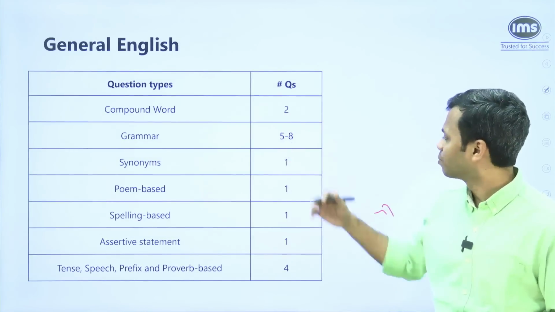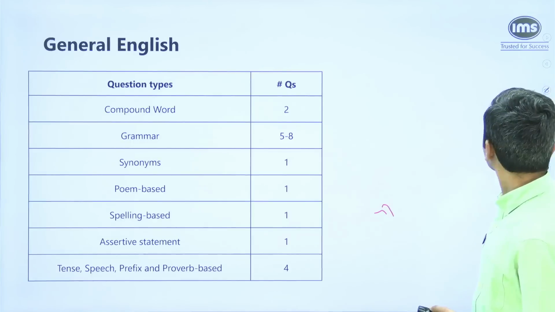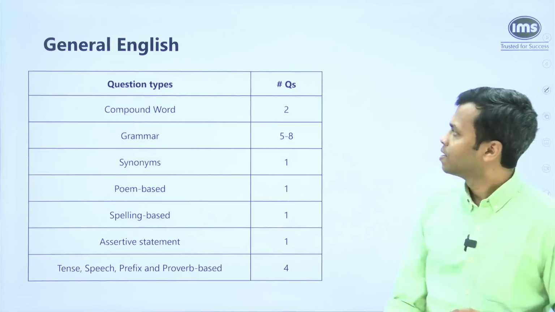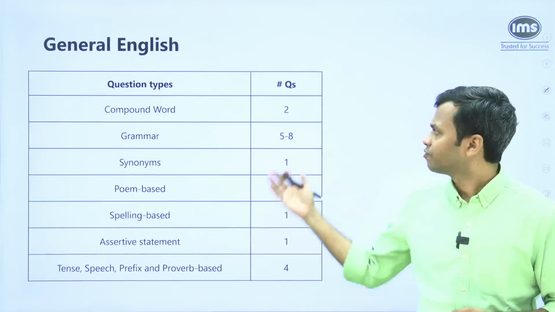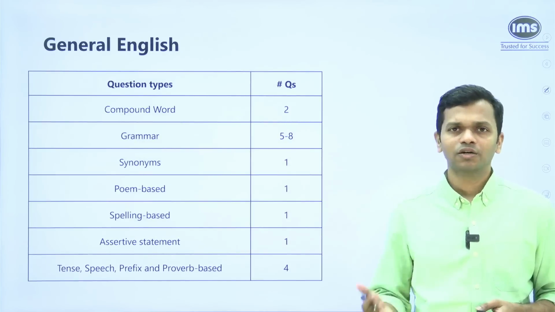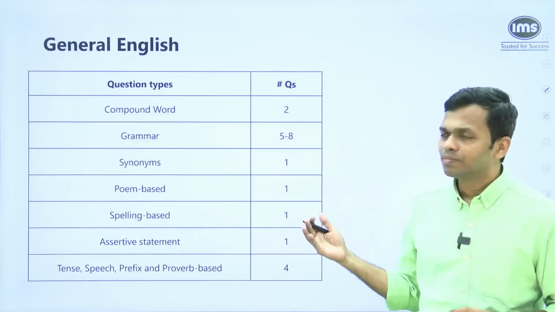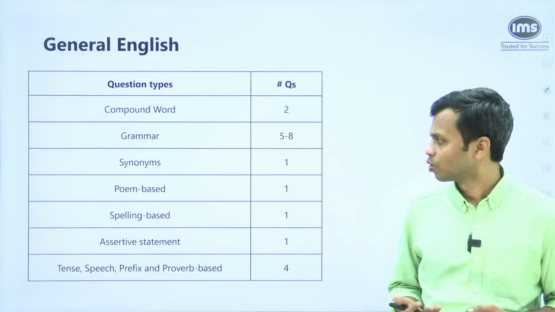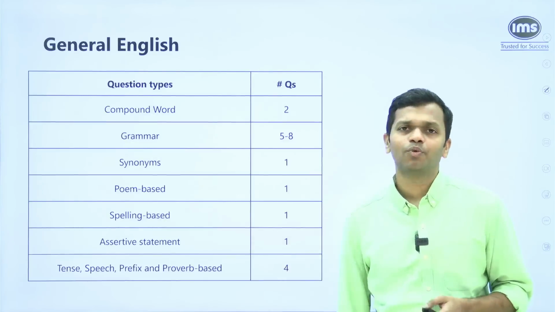If you look at grammar, for example, sorry, I just quickly erase this, just a minute. Yeah. Then questions from grammar, these are 5 to 8 questions that we have seen in the last few years. So ensure that you study a lot of grammar. Synonym based questions or synonym antonym based questions, you can have only 1 or 2, not more than that. We also saw poem based questions.